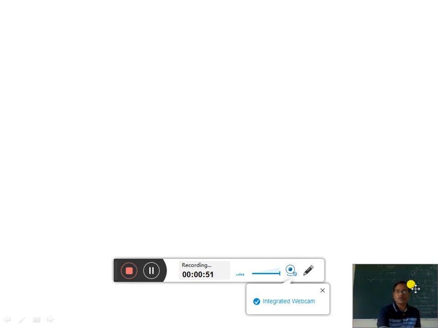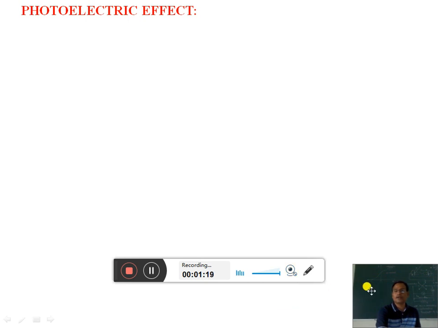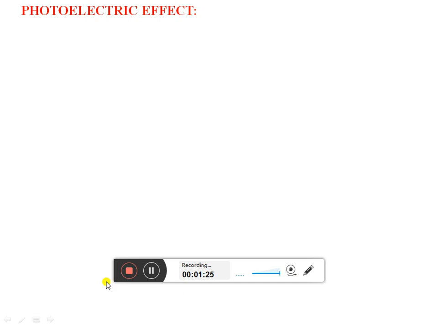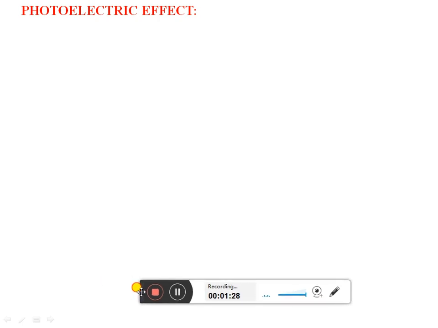The next part we have to study is the photoelectric effect. So, what is photoelectric effect? First of all, the definition of photoelectric effect. This is the phenomenon of emission of electrons from a metal surface when light of suitable frequency is allowed to be incident on it. Such a phenomenon is called the photoelectric effect.